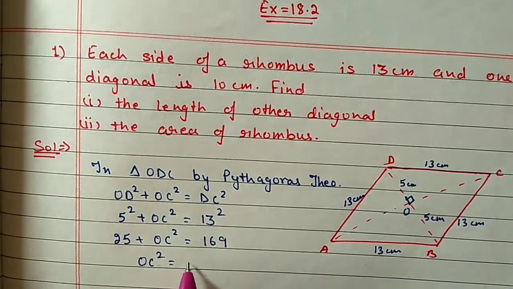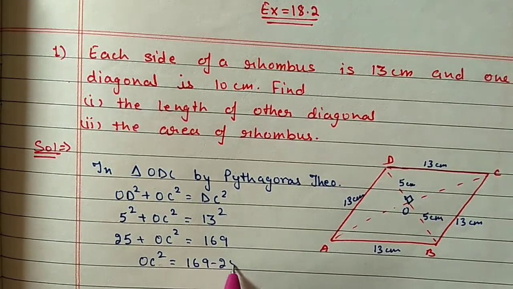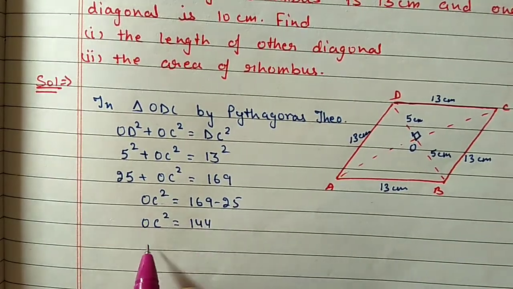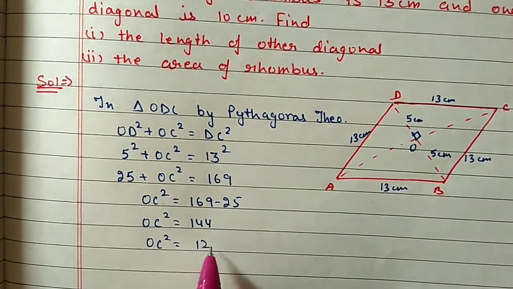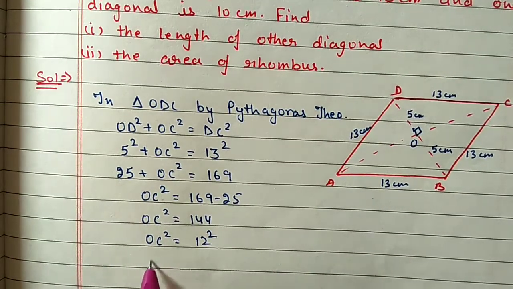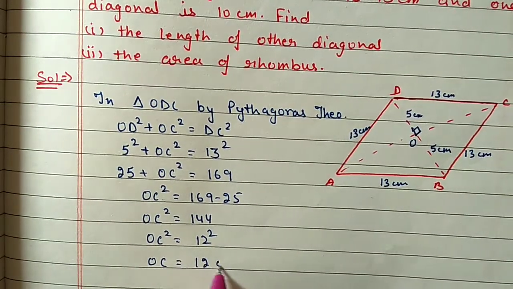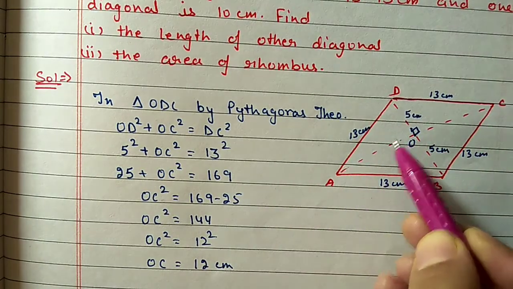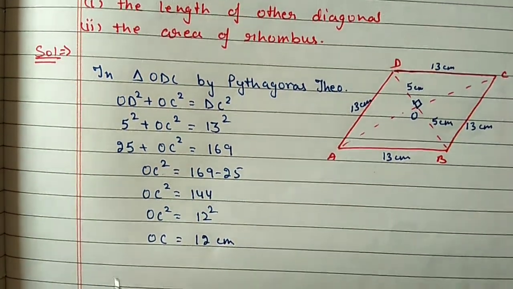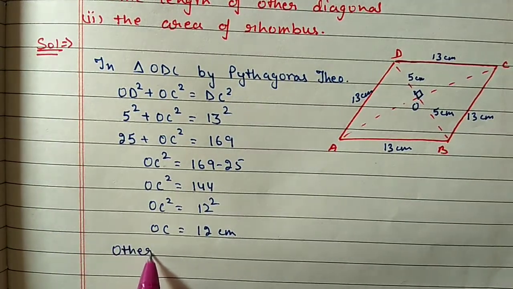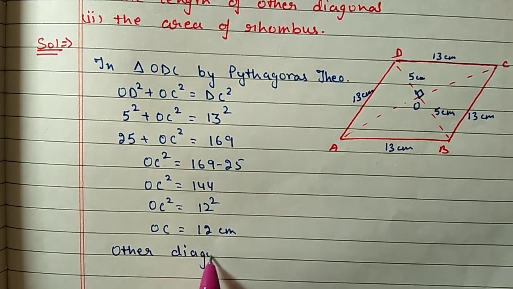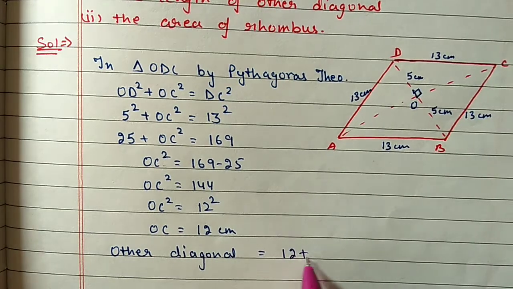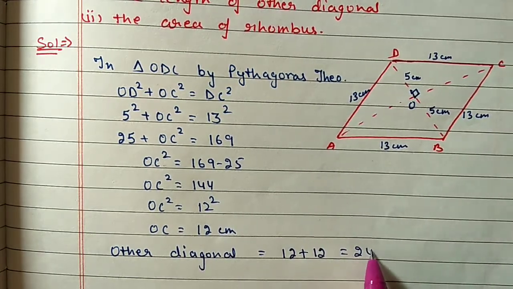25 we can shift to the other side, it will go for subtraction. So we will get OC square is equal to 144 and 144 we can write as 12 square. Square to square we can cancel, so OC value is 12 centimeter. O to C it is 12, same will be on the opposite side also. This one also will be 12. So the other diagonal is equal to double of this OC. 12 plus 12, it will be 24 centimeter.